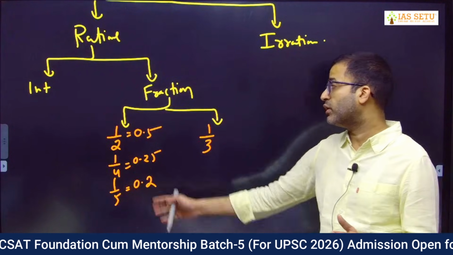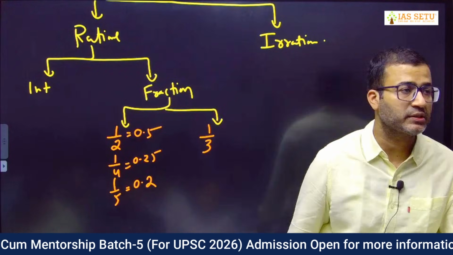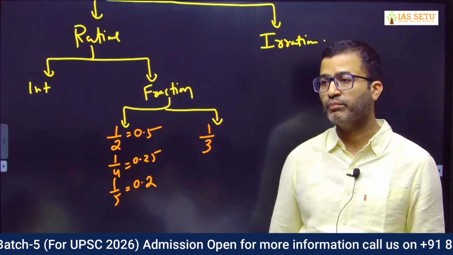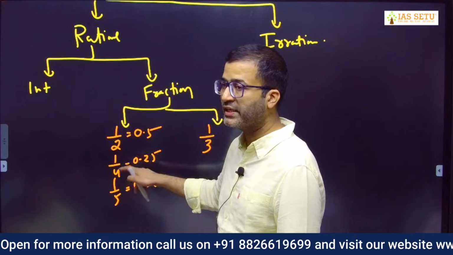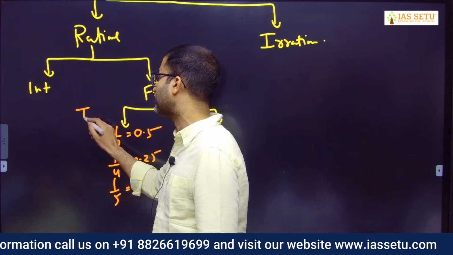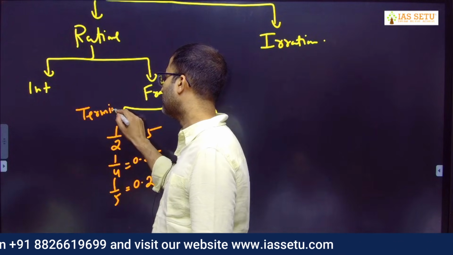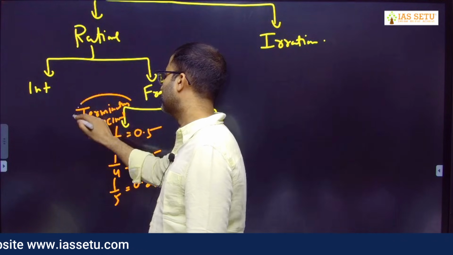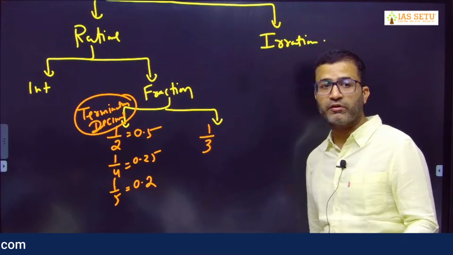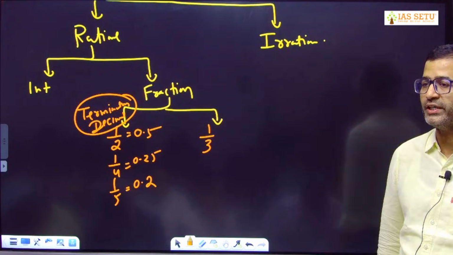So when you convert this type of fraction in decimal, they terminate maybe after 1 digit, 2 digit, 5 digit. So this type of decimals are called terminating decimals. They terminate maybe after 1 digit, maybe after 10 digit, maybe after 20 digit.